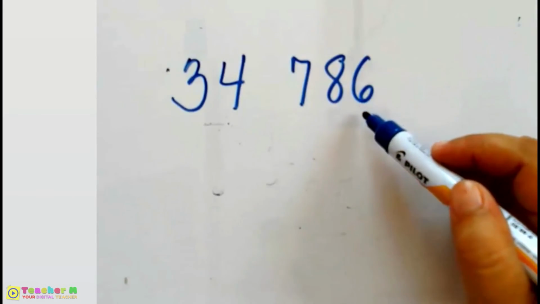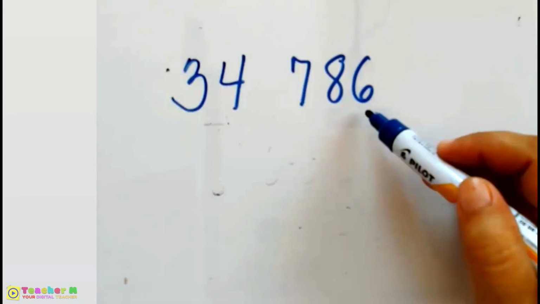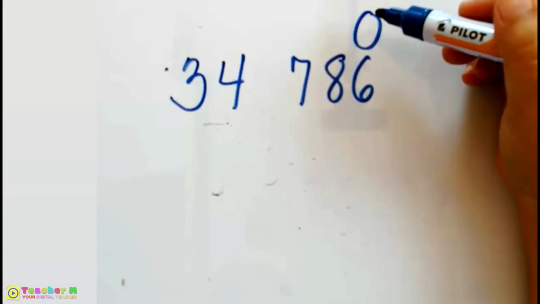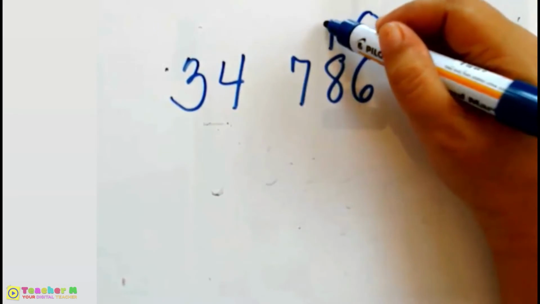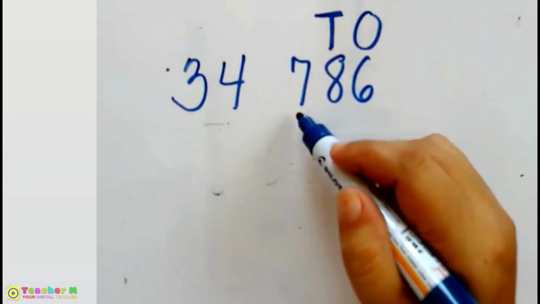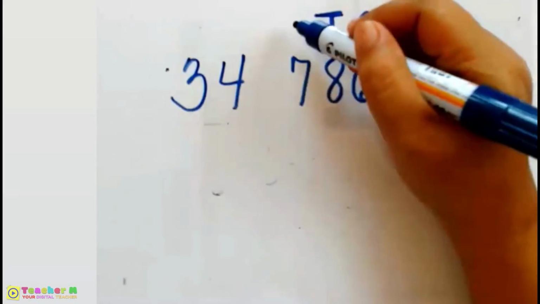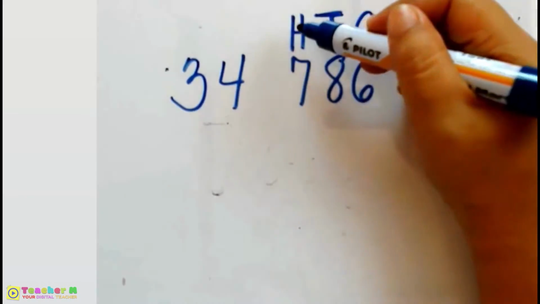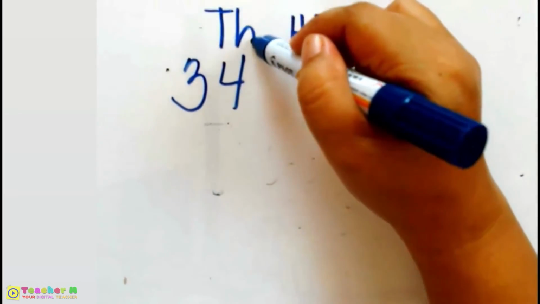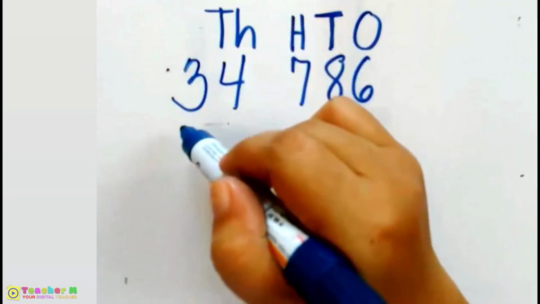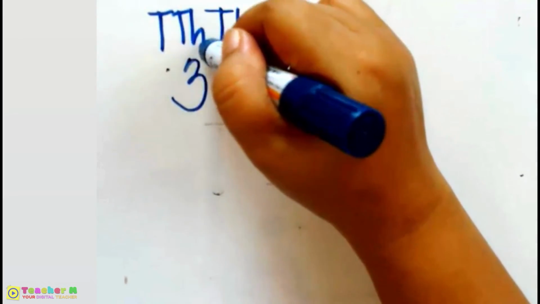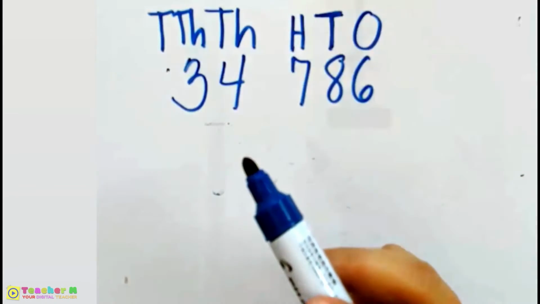So we will start from here. 6 is in the ones place. So I will write O for ones. 8 is in the tens place. So I will write T for tens. 7 is in the hundreds place. So I will write H for hundreds. 4 is in the thousands place. So I will write TH for thousands. And 3 is in the 10,000s place. So I will write TTH for 10,000s.